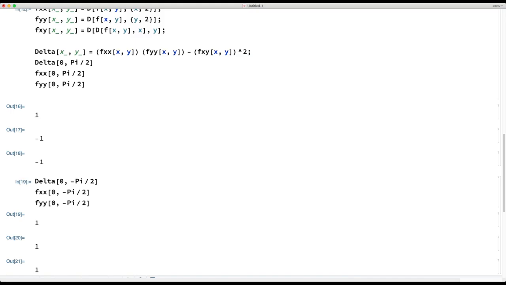So what's the moral of the story here? A maximum or minimum occurs when this delta quantity is positive and both second derivatives have the same sign. If both pure second derivatives, and by pure I mean they're fxx or fyy, not mixed, are both positive, that means a minimum. If they're both negative, that means a maximum. Does that make sense?